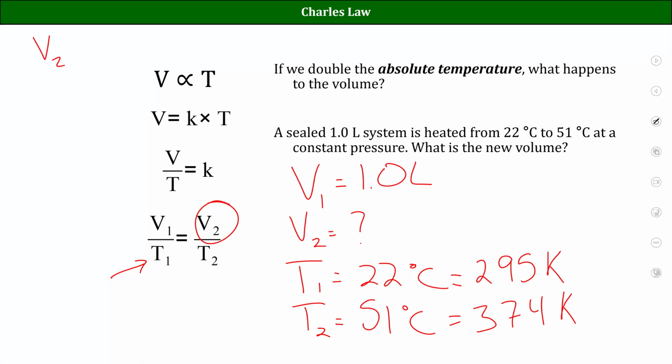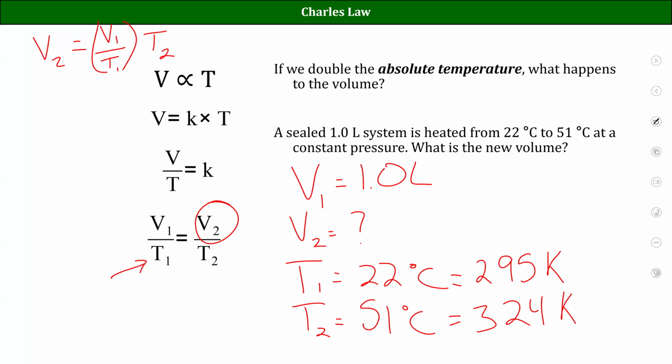So V2 is equal to V1 over T1 times T2, again in Kelvin. So 295 times 1, or 1 over 295 times 320, 37. No, I messed that up. That's 324. How could you let me do that? I can add 50.